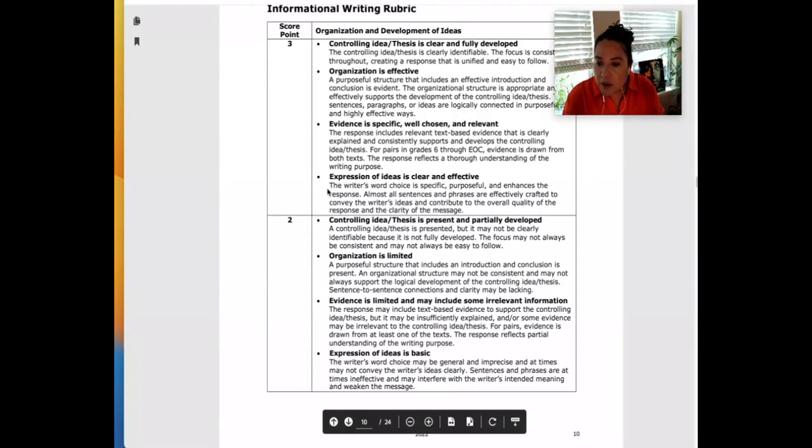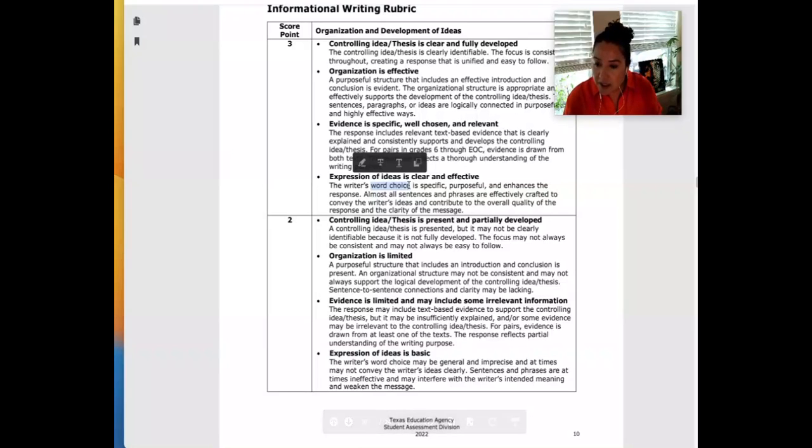Finally, word choice is really important to keep expression of ideas clear and effective. So TEA is looking for understanding of the text through the use of the students' word choice in their interpretations and their writing about the essay. So all of that's really important.